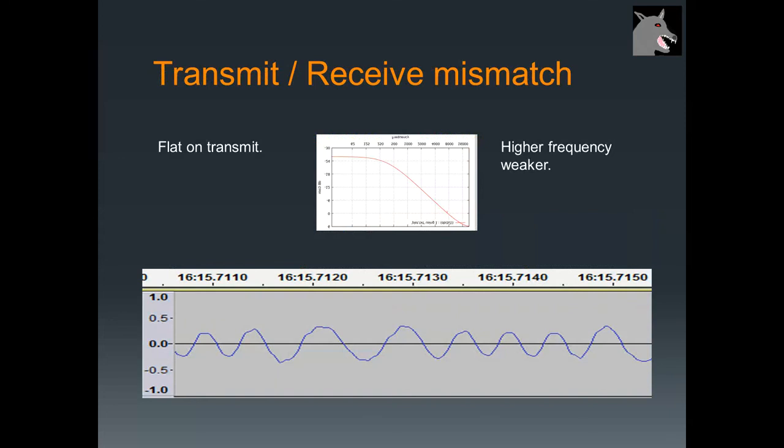So here's an example of what happens when we have a mismatch of the technique used for transmitting and receiving. In this case, the transmitter transmits flat audio. That is, it does not do preemphasis, but the receiver has the de-emphasis. So here, the higher frequencies are substantially smaller in amplitude.